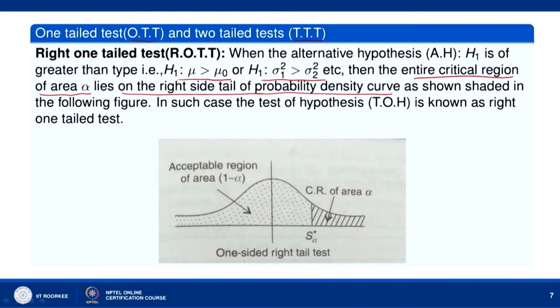You can see in the following figure this area, which is equal to the level of significance alpha, lies to the right of the probability density curve. In such a case, the test of hypothesis is known as right one-tailed test. So, this area is alpha and the remaining area is 1 minus alpha. This is a normal distribution.